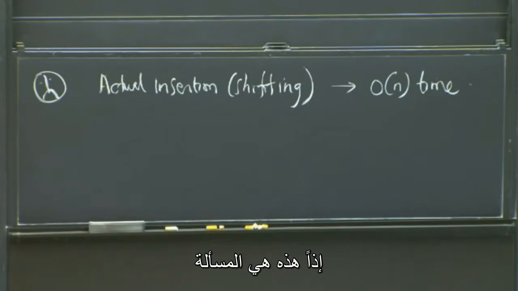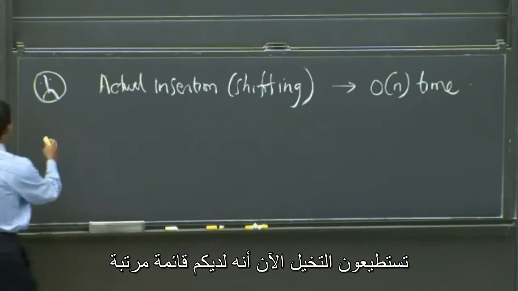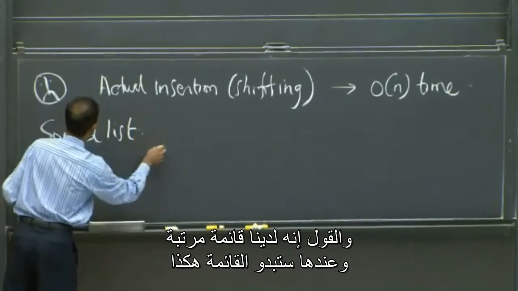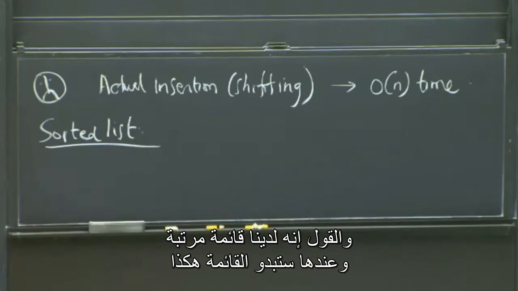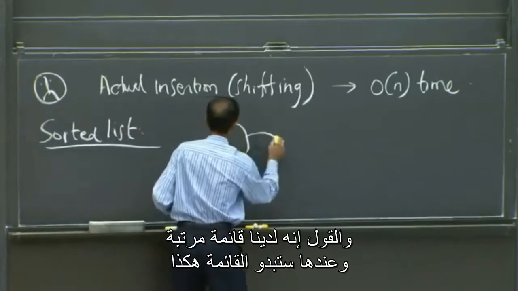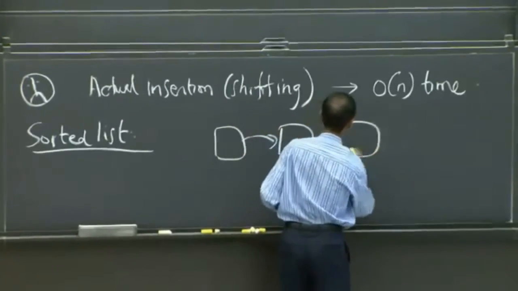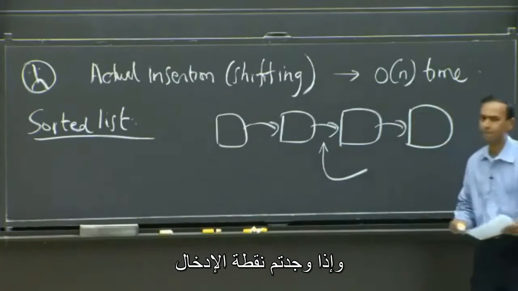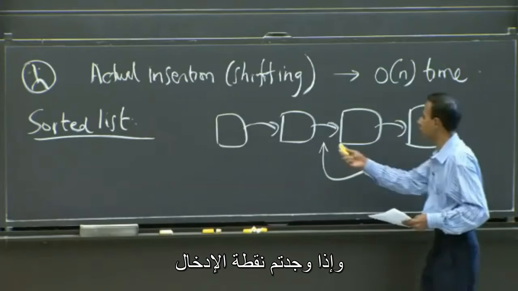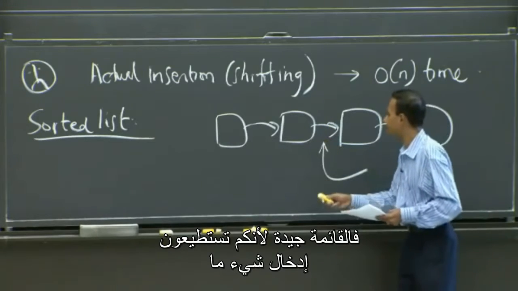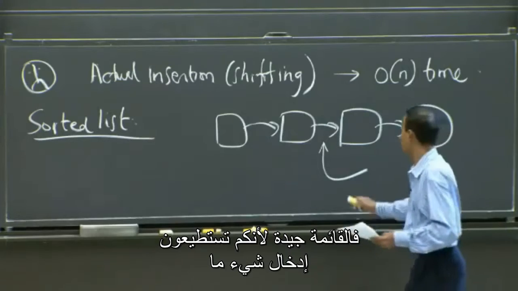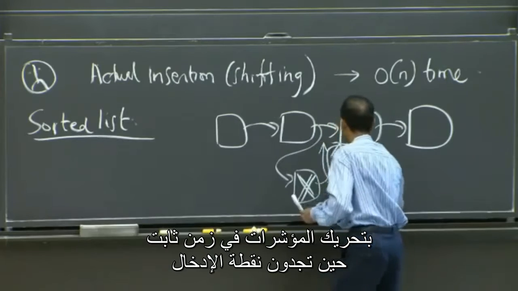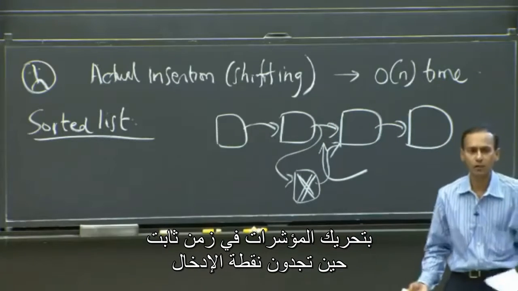So that's the problem. Now, you can imagine that you had a sorted list, and you could say, hey, if I have a sorted list, then the list looks like this, and it's got a bunch of pointers in it. And if I found the insertion point, then the list is nice because you can insert something by moving pointers in constant time once you've found the insertion point.